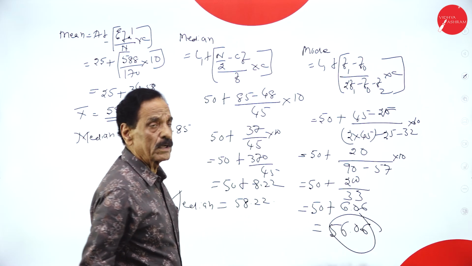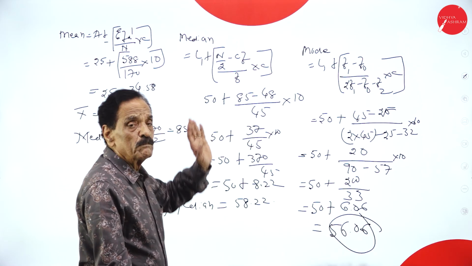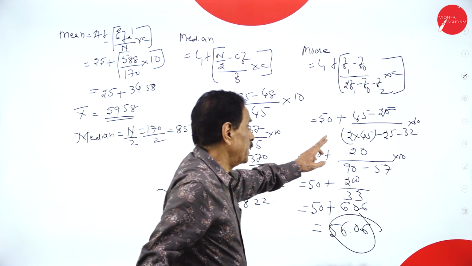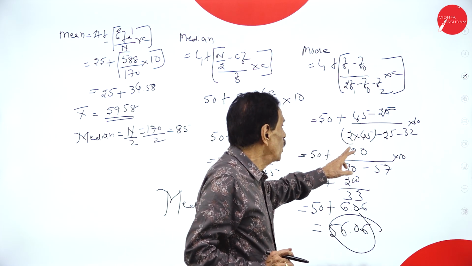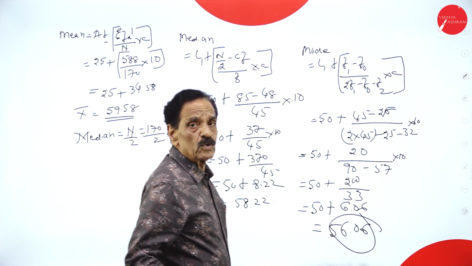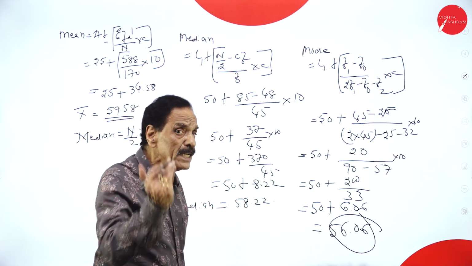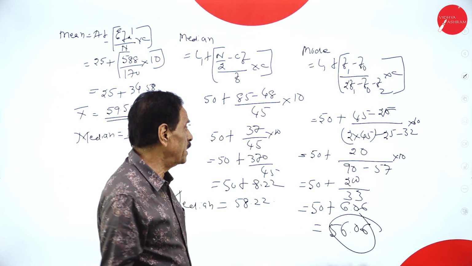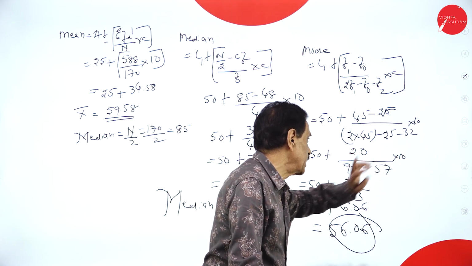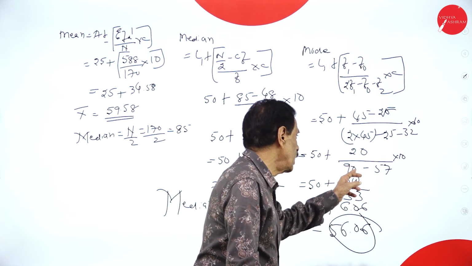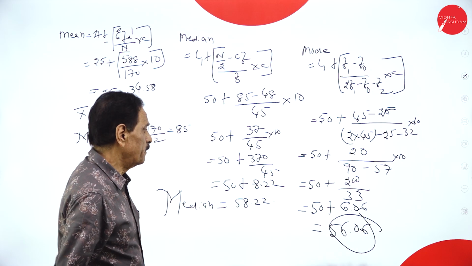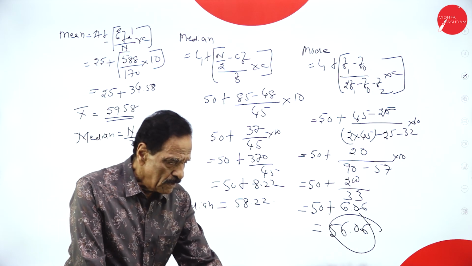This is your mode. So, what's the formula? Mode lies in highest frequency. Your highest frequency is 45. Behind is 25. 2 into 45 minus 25 minus 32 into 10. So minus should be added. It's not minus into minus plus. Minus should be added. 2 into 45 is 90. 25 minus 32, 57 into 10. 20 into 10 is 200, divided by 33, 6.06. Add to 50. 56.06.